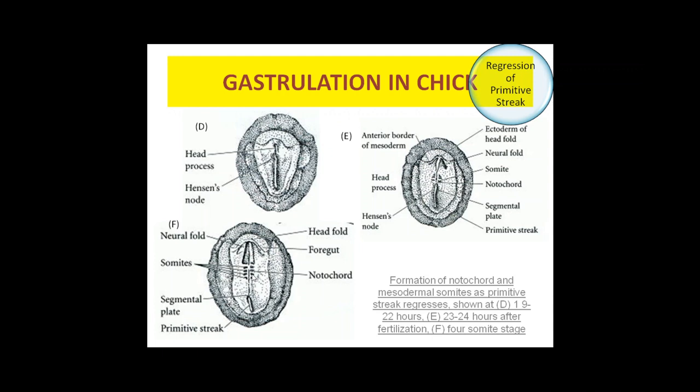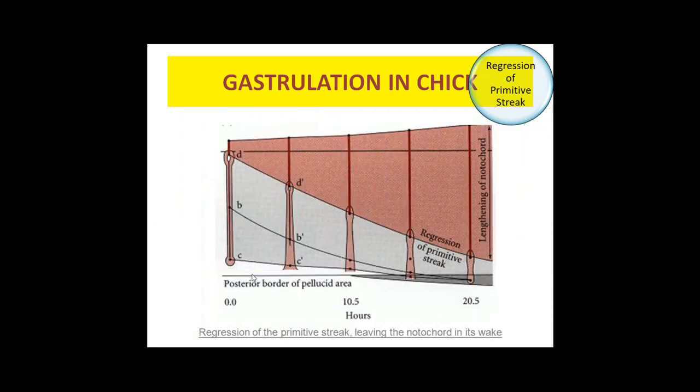The regressing streak leaves in its wake the posterior dorsal axis of the embryo, including the notochord. As Hensen's node moves caudally, the posterior region of the notochord is laid down. Finally, Hensen's node regresses to its posterior position, forming the anal region. This figure shows the regression of the primitive streak, leaving the notochord in its wake.